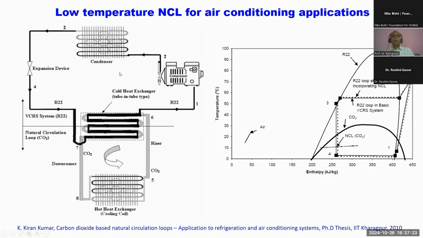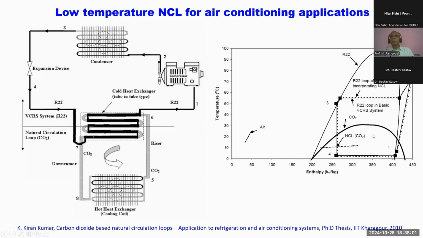This is one of the first studies carried out by one of our students. Of course, we did not build the entire system, but here we have combined the carbon dioxide based natural circulation loop with an air conditioning system. In those days, we considered R22 as the refrigerant just because it was available in those days. You can see that the evaporator of R22 is combined with a condenser of carbon dioxide. This cooling unit is supposed to be kept in the conditioned space, and all other components are kept away from the conditioned space.